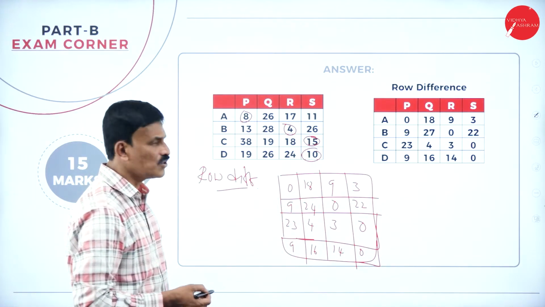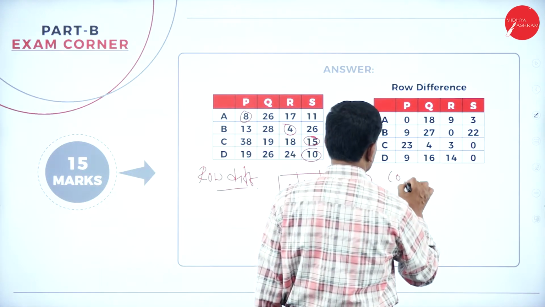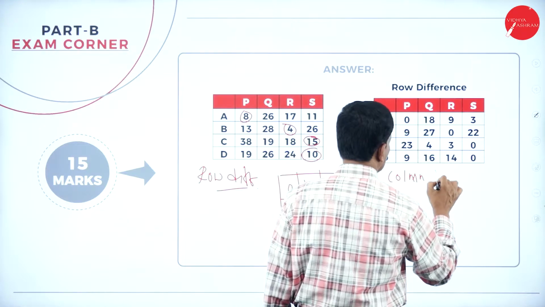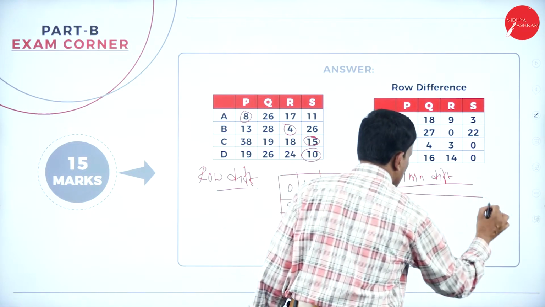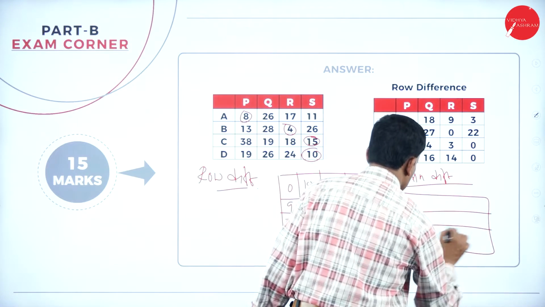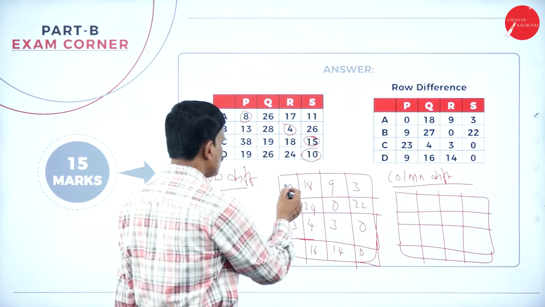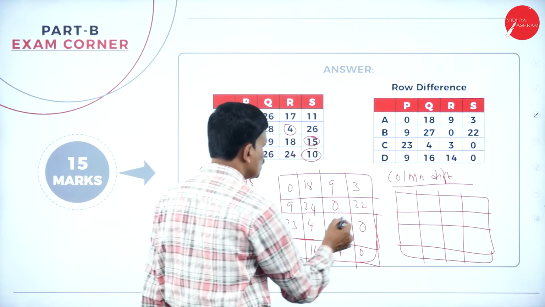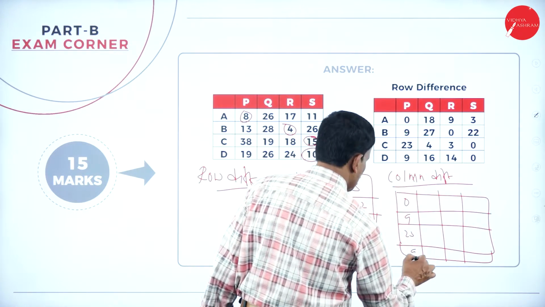Now after finding the row difference, let us go to the column difference. Now similarly, find out the column difference. In the column difference, let us write the first, second, third row and first, second, third column. So what is the minimum value? 0. If 0 is there, it means there is no difference. 0, 9, 23 and 9 as it is.